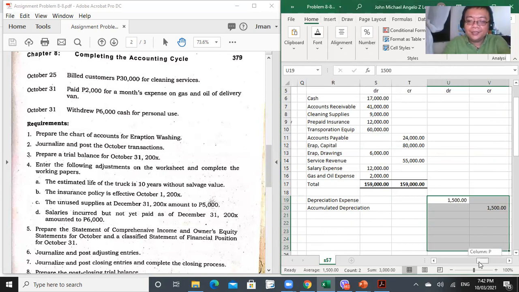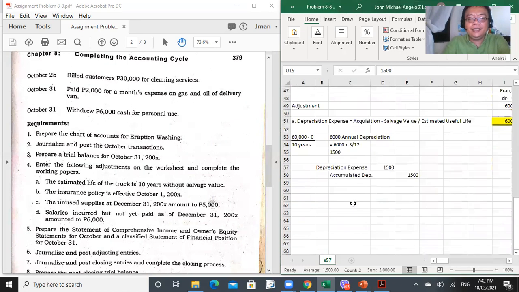You get the point? All right, very easy, no? Next is the insurance policy, effective on October 1.